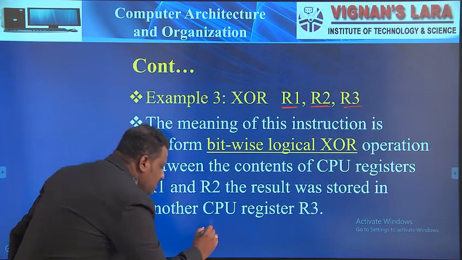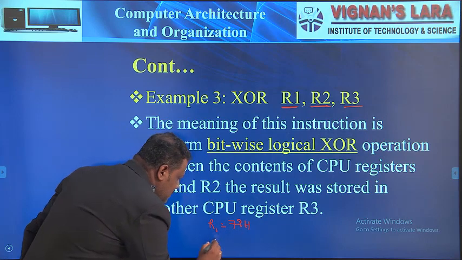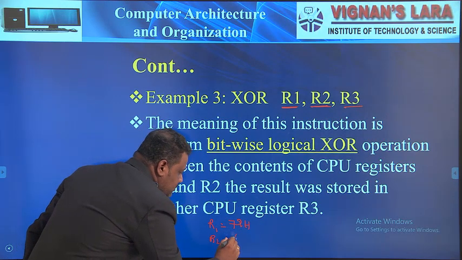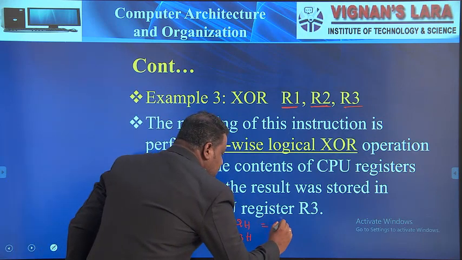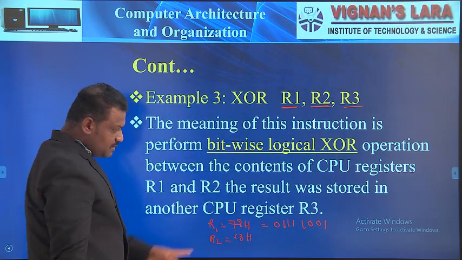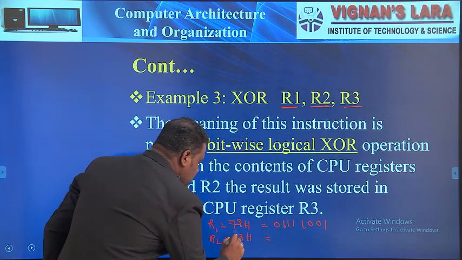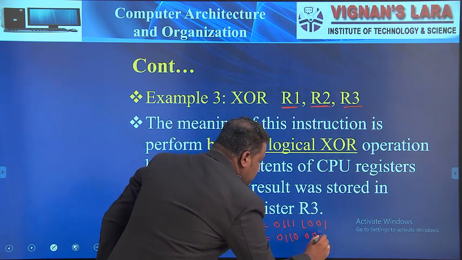Again, I take an example. R1 is equal to 79H. R2 value is 63H. Take the binary equivalent of these. 7 is 0111, 9 is 1001. Coming to 63, 6 is equal to 0110, 3 is 0011.